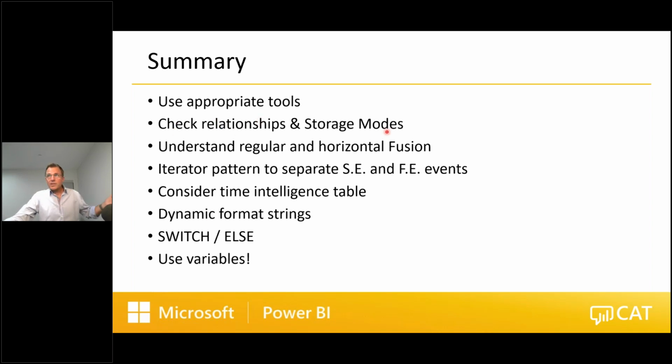Yeah, always check your relationships and storage modes. That was our step one. We spent some time just understanding the differences between horizontal and regular fusion, where the gaps are. The X pattern to allow us to control what the storage engine does and what the formula engine does. Consider that time intelligence table to help, but it doesn't have to be time intelligence. There could be other variations of slices that you can add on a table, the physical relationship, to help craft that storage engine event.